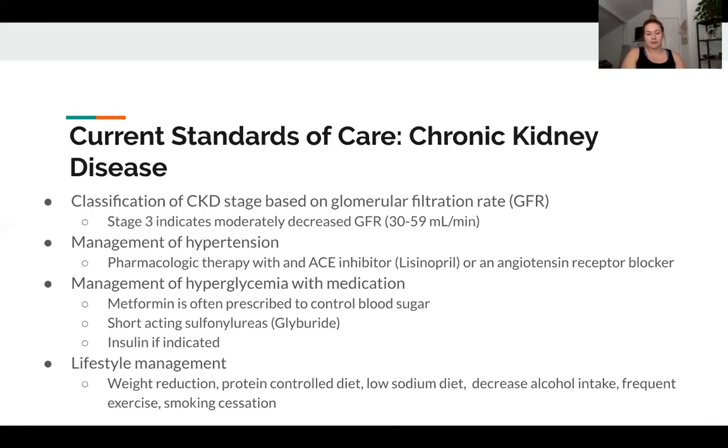And then lifestyle management too. We really want him to watch his weight. We want him to control his protein in his diet, low sodium diet as well, decrease his alcohol intake, and he is a smoker, so we really want him to quit smoking because that can really impact the CKD.